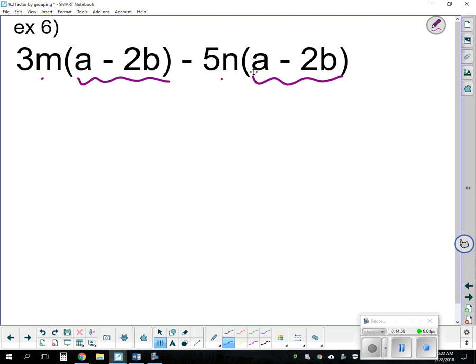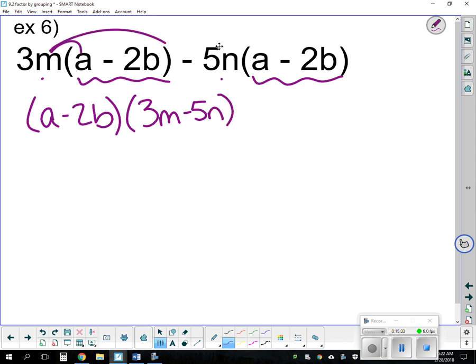Then we had parentheses that matched. So all you have to do is the last step. Factor out the A minus 2B, and what's left is 3M minus 5N. A lot of times students want to distribute this and start over, but they've already done half the work for you. Don't go backwards and then have to do that same work again. Just finish the problem.